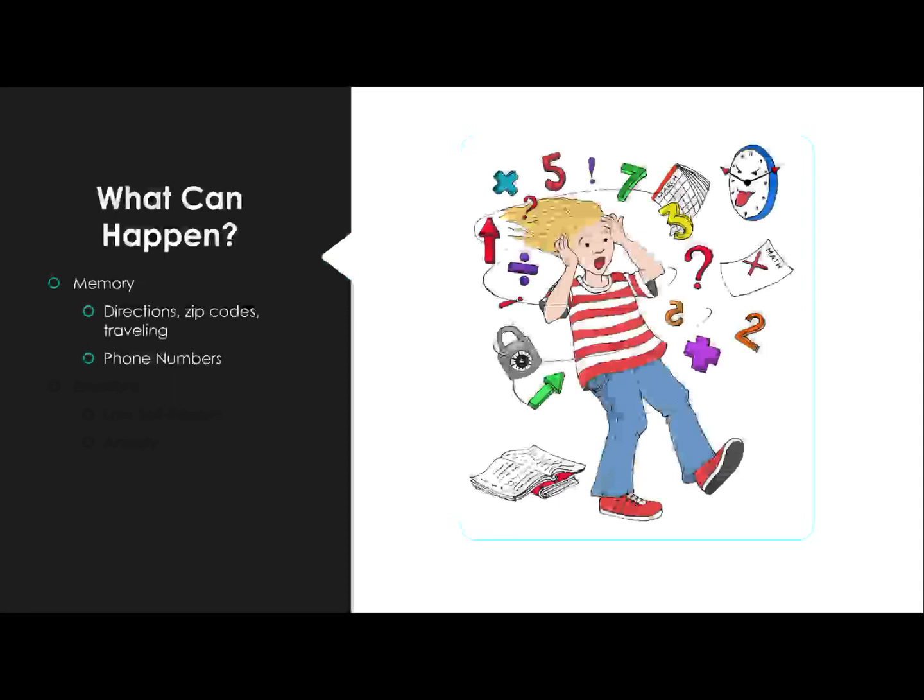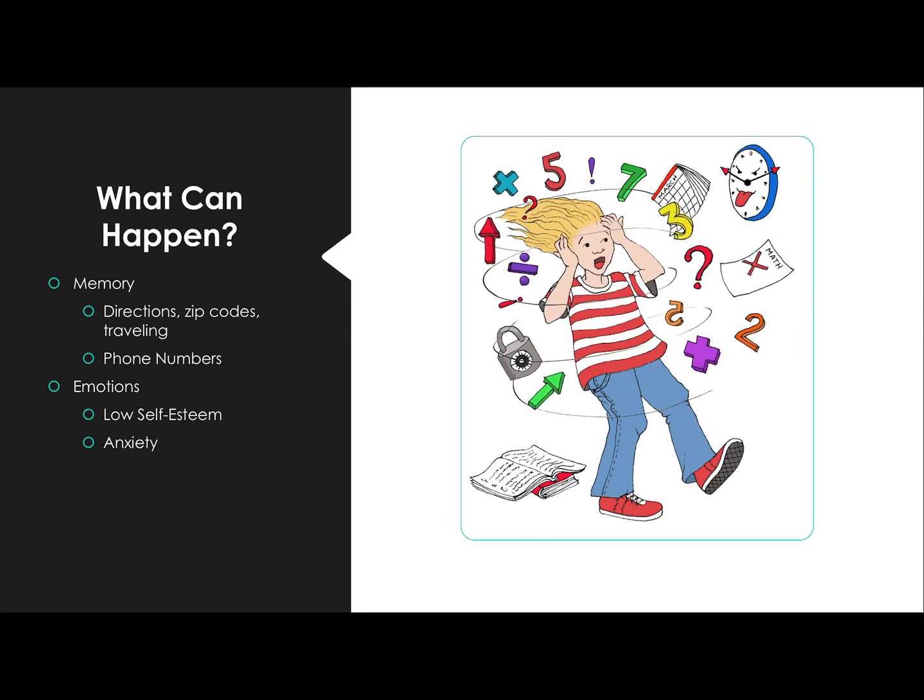So people can experience problems in remembering directions, since sometimes they can have difficulty differentiating from right to left. And they can also have trouble remembering zip codes and traveling, so having problems with trying to tell how long it might take to get from point A to point B, or remembering phone numbers. It can also affect emotions, so having these types of difficulties can also cause people to have low self-esteem because they are not confident in interacting with others or trying new things that might involve numbers. And this can also cause anxiety.